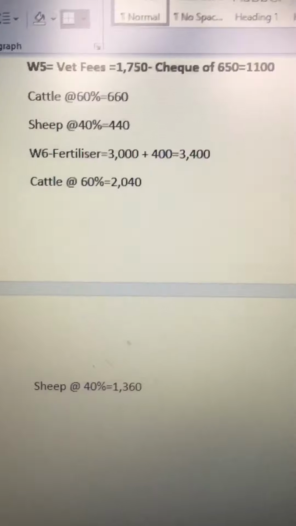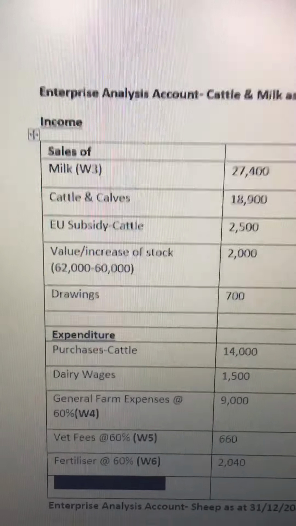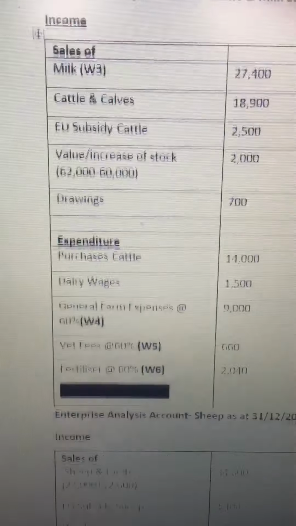You pop them all in, enterprise or income and expenditure. And then the sheep is very similar to the cattle one, except there's different items go in. Well, you have a sheep and lamb, I suppose. You have the EU subsidy for sheep. You have wool, the value of the stock again, drawings. In relation to expenditure, you have the purchases of sheep, general farm expenses, vet fees, and fertilizer.